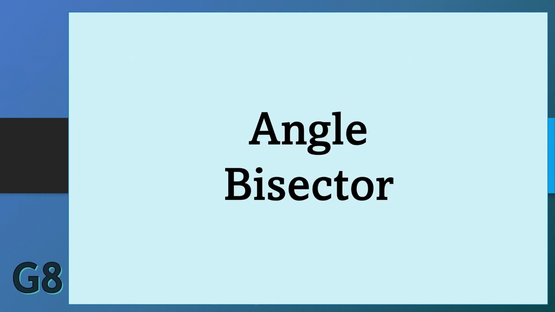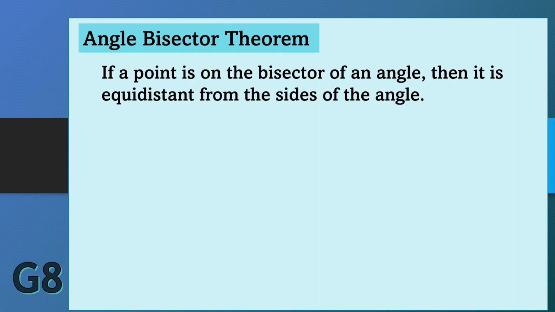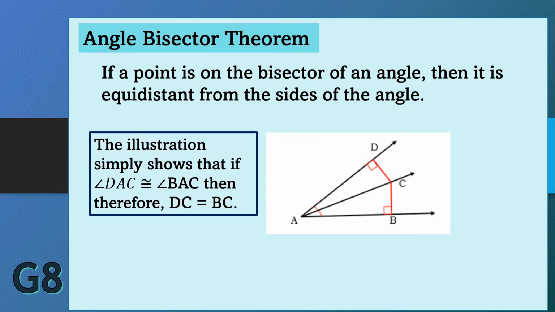Now let's discuss angle bisector. Now let's discuss angle bisector theorem. It states that if a point is on the bisector of an angle, then it is equidistant from the sides of the angle. Say, for example, in this figure, the illustration simply shows that if angle DAC is congruent to angle BAC, then therefore DC is equal to BC.